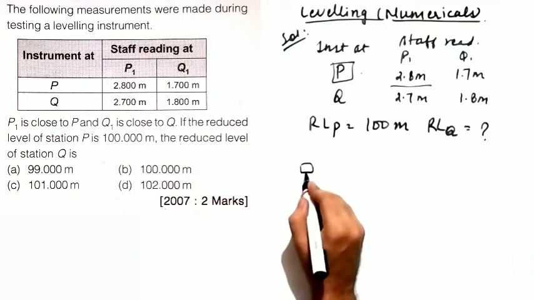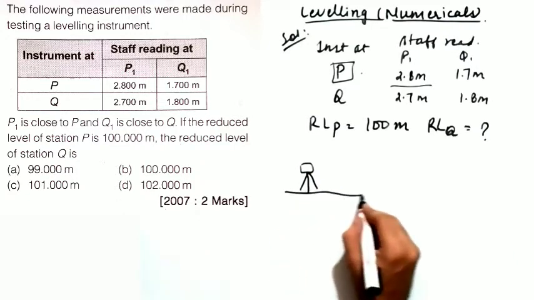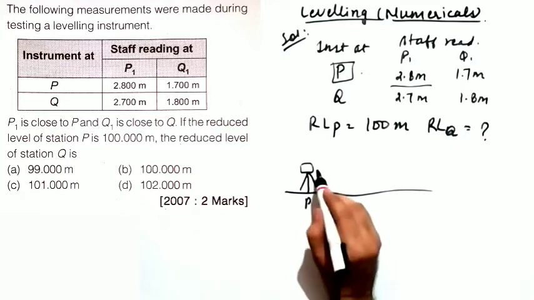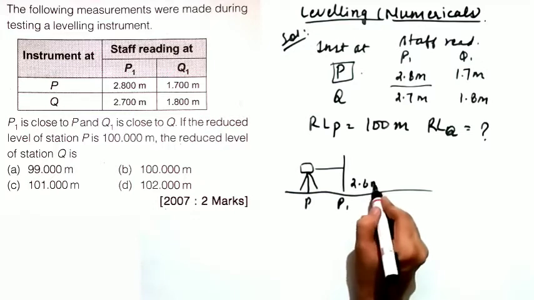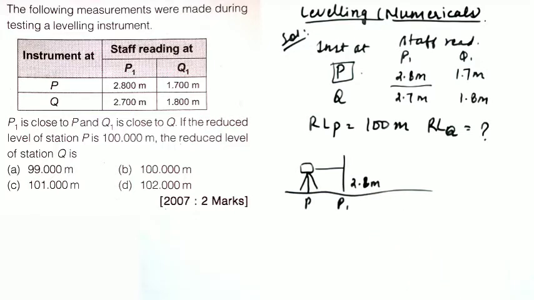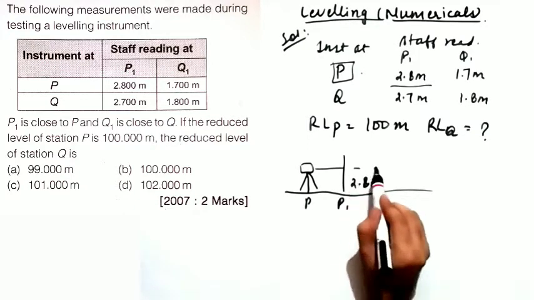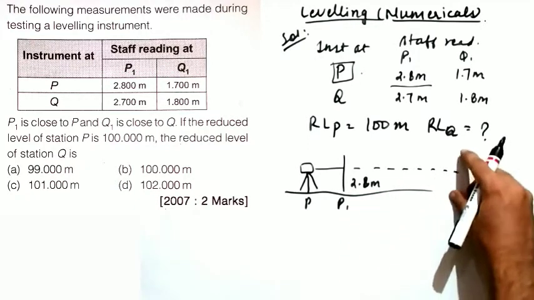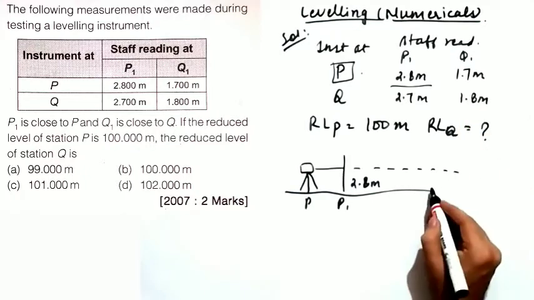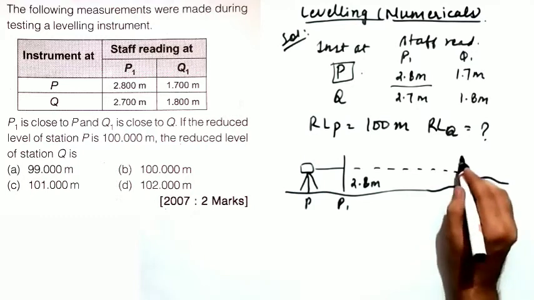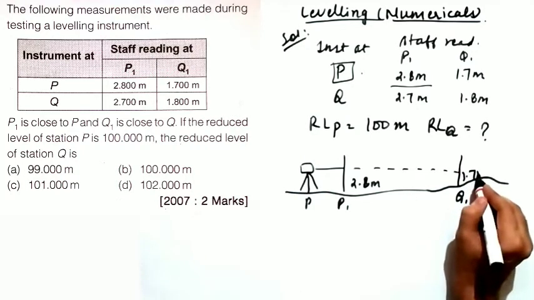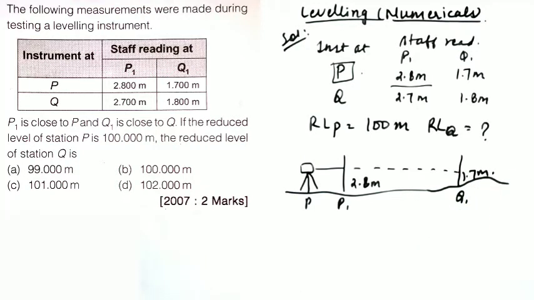See, I will have to again draw this diagram now. This is P point. We took the reading, it was at P1 and it was 2.8 meters. Now the reading taken at Q is 1.7 meters. That means the staff available at Q is only 1.7 meters. That means Q might have been above this point P, because the staff reading here is only 1.7 meters. This is what is denoted with the help of this diagram.